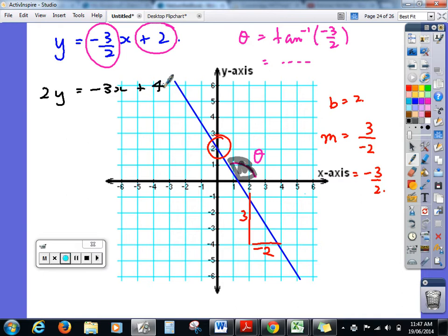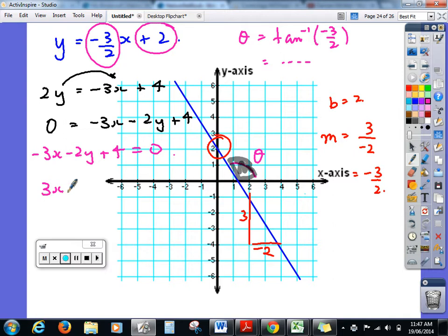Don't forget to multiply everything by 2. And we bring all to one side, the side that the x is on. So you get 0 equals -3x minus 2y plus 4. So here is the actual equation: -3x minus 2y plus 4 equals 0. Now, because it equals 0, you can also multiply throughout by -1, and it will not change anything. So you would get 3x plus 2y minus 4 equals 0. These two equations are exactly equal. There's no problem with them at all.